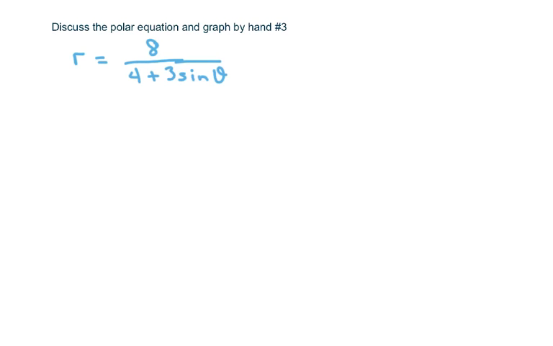Hi everyone, we're going to discuss the polar equation and graph by hand. The first thing you need to know is the form for the polar equation should be EP over 1 plus E sine of theta, because we need to find P and E.